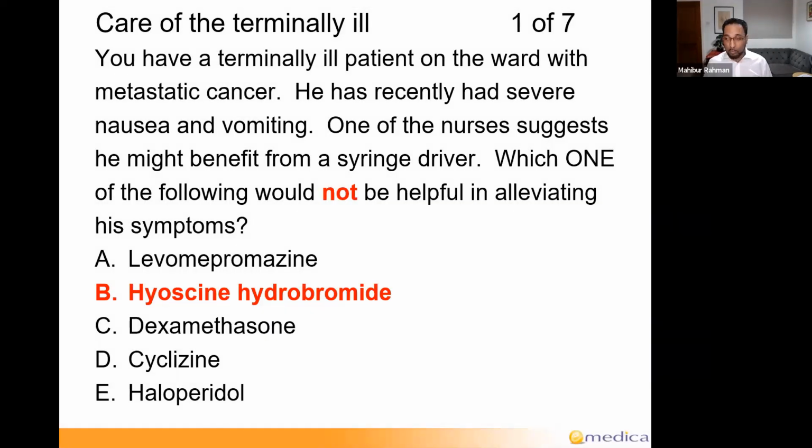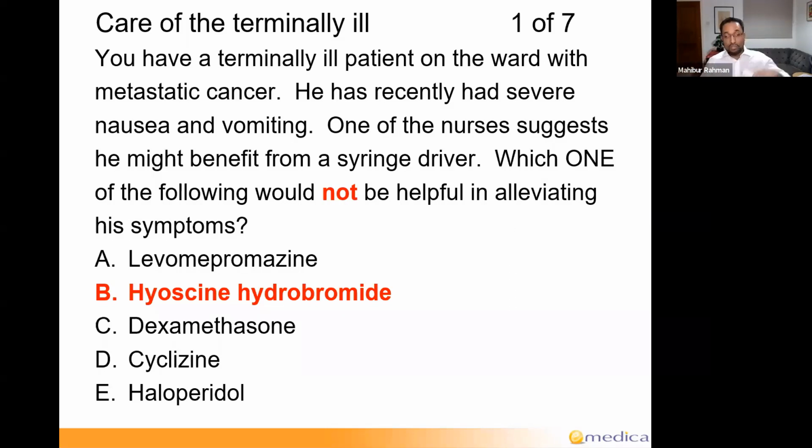And that was not the most popular answer. The most popular answer was dexamethasone. So all of the others, levomepromazine, dexamethasone, cyclizine, haloperidol, they can all be used as antiemetics, okay, in different scenarios. Dexamethasone is particularly useful if someone, for example, has brain mets and raised intracranial pressure, which can cause vomiting. It can be very useful for that, okay?